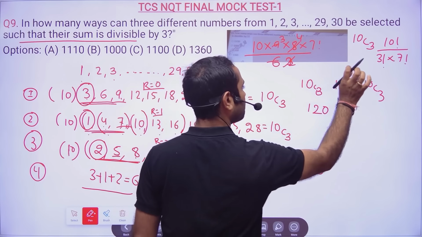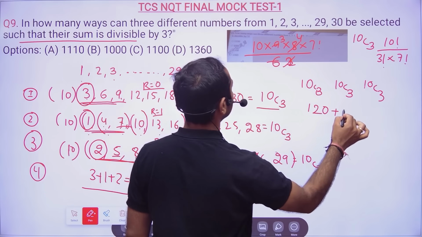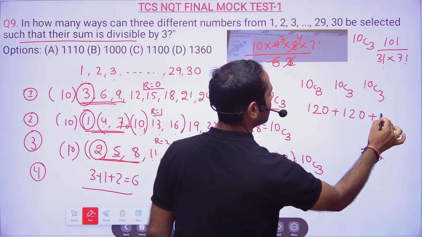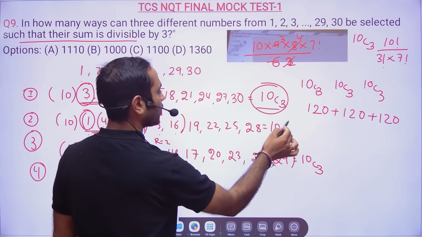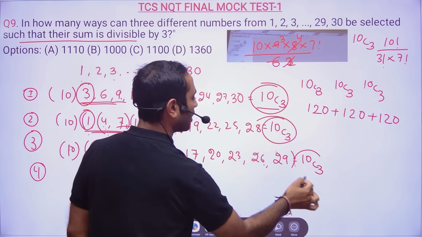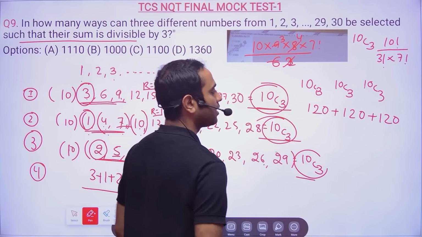Sorry, I will not give plus here. So 120 plus 120 and plus 120. See, the reason is 120 will be getting here, 120 will be getting here. So total 120 combinations for each.